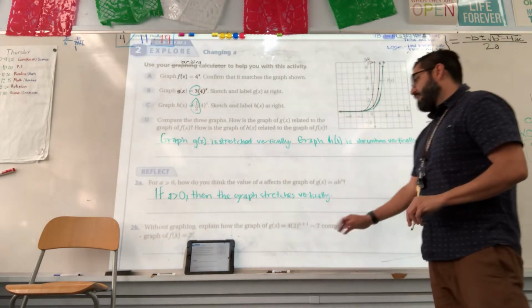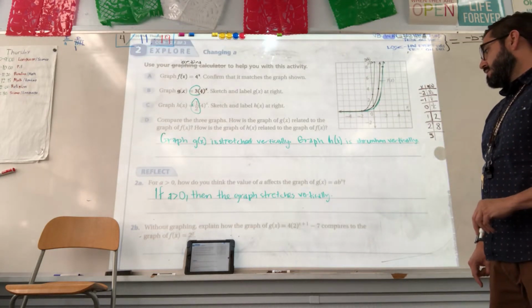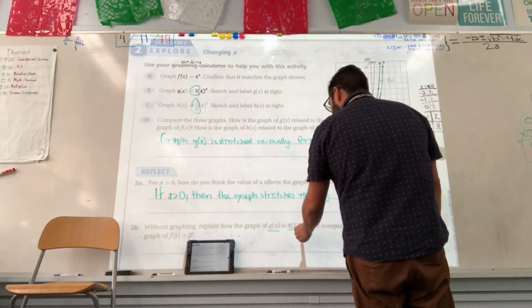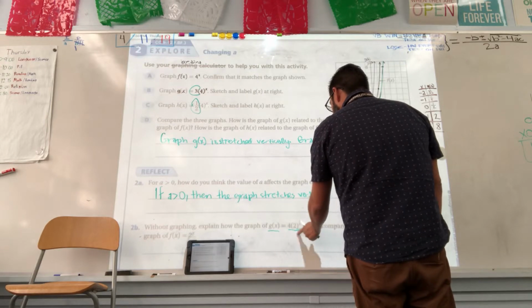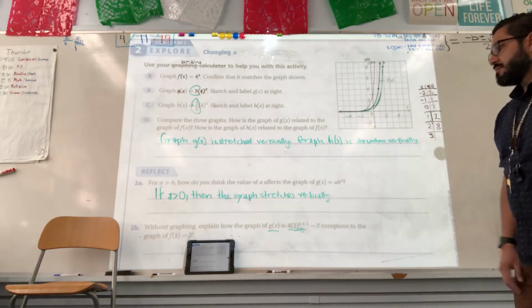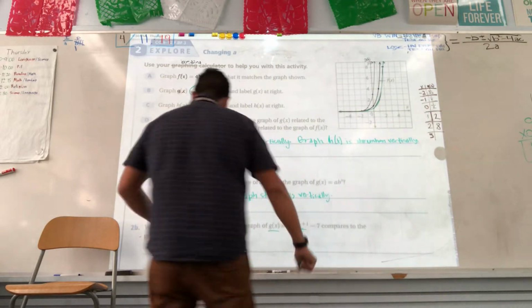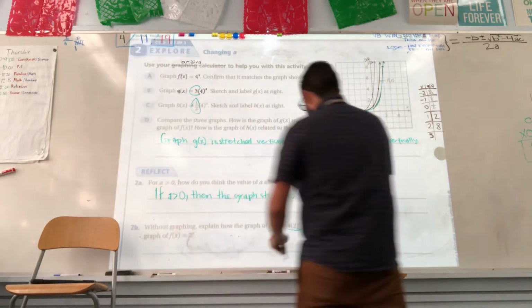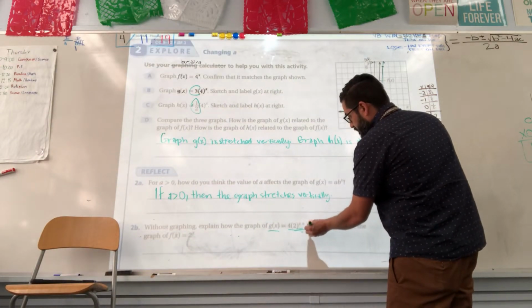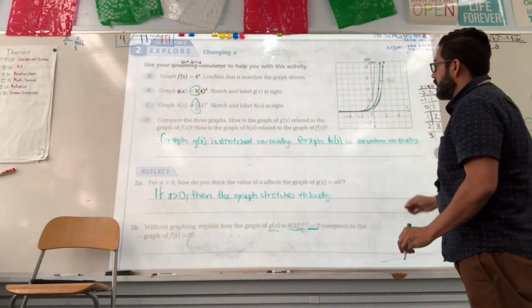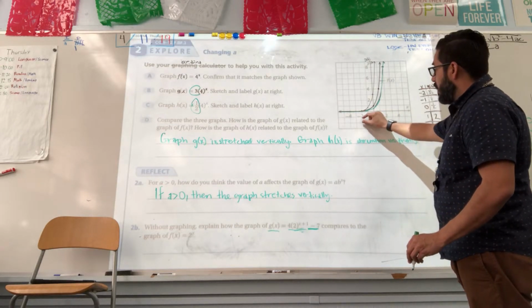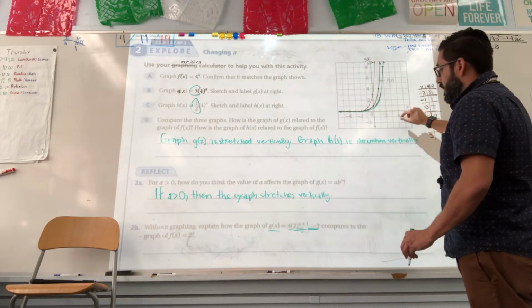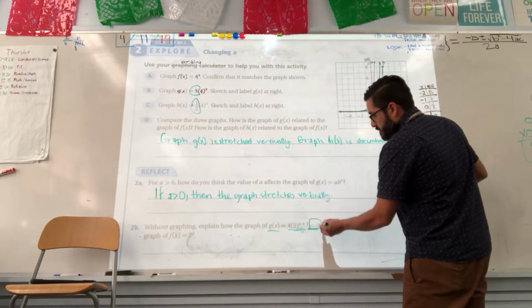Okay, without graphing, explain how the graph g of x equals 4 times 2 to the x plus 1 minus 7 compares to the graph of 2 to the x power. Okay, so remember, when we subtracted, we moved the graph along this way when we subtracted this.